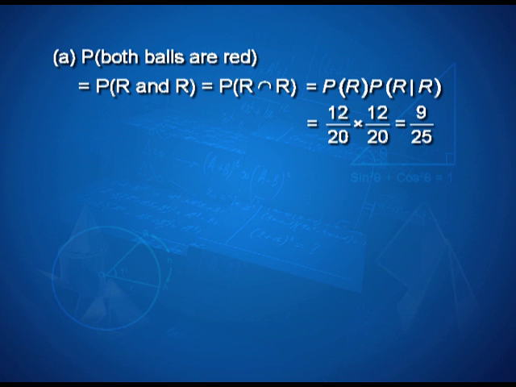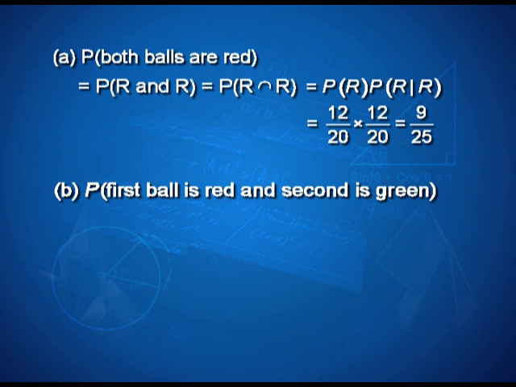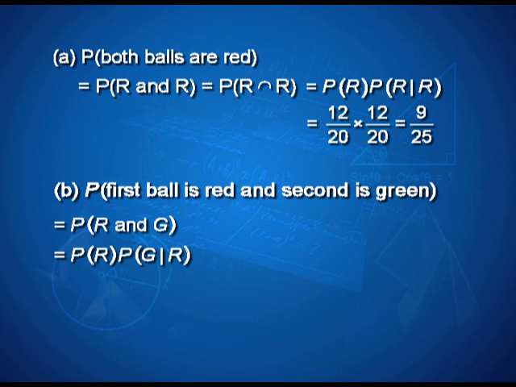So, if I have first as red and second as green, then the probability would be the probability of R and G, which is the probability of R times the probability of G given that R has happened, resulting in 12 by 20 times 8 by 20. The total possible outcomes are 20, 8 are favorable for green, which simplifies to 6 by 25.